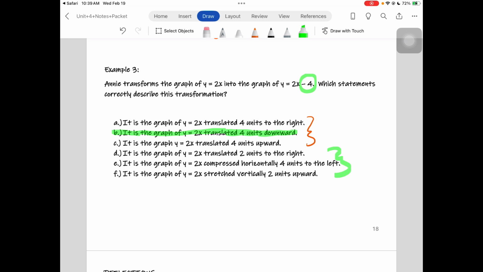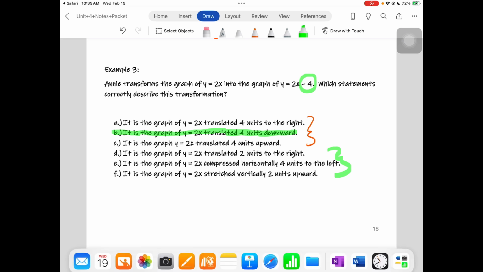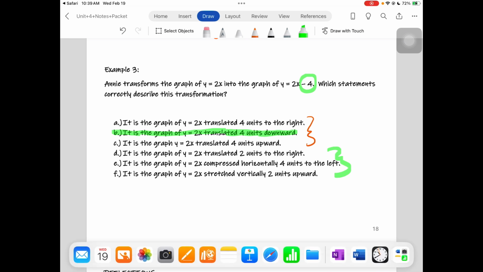So the bottom ones: is the graph of y equals 2x translated 2 units to the right. Is the graph of y equals 2x compressed vertically 4 units to the left. Is the graph of y equals 2x stretched vertically. None of those make sense. So let's think about them a little bit differently. We could graph this on Desmos to see what's going on, because one of those has to be right.